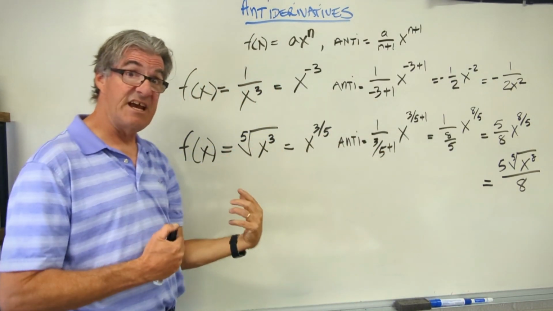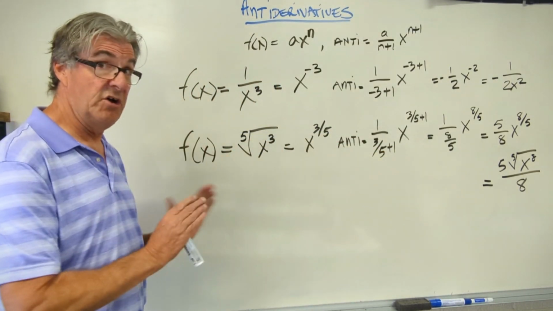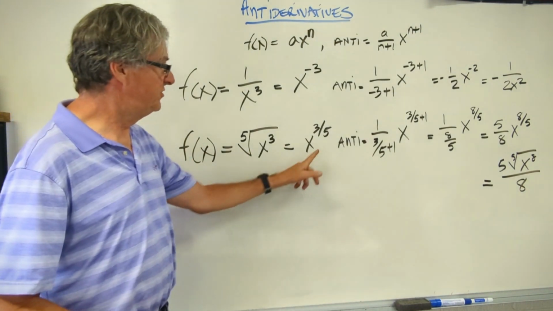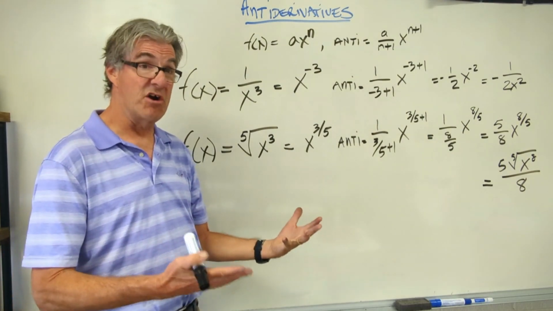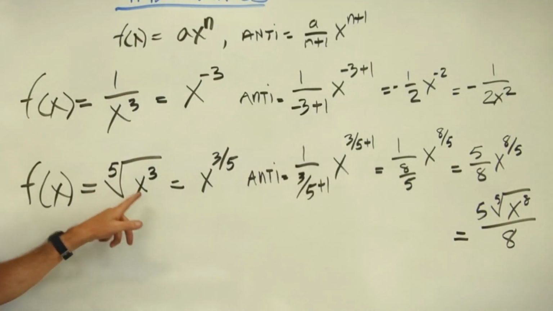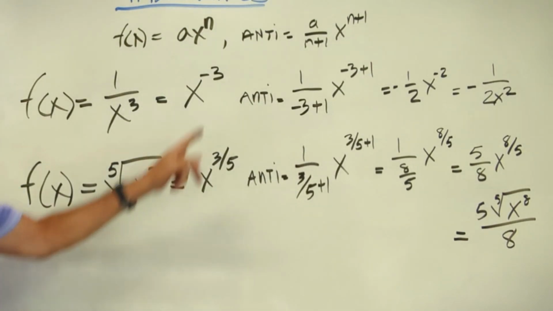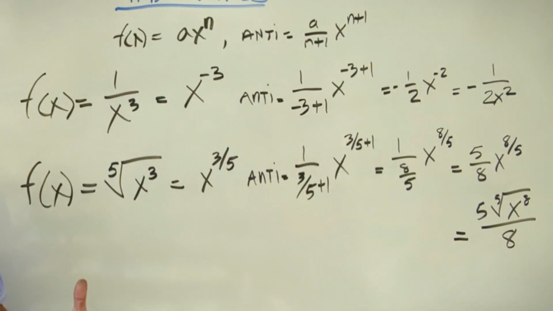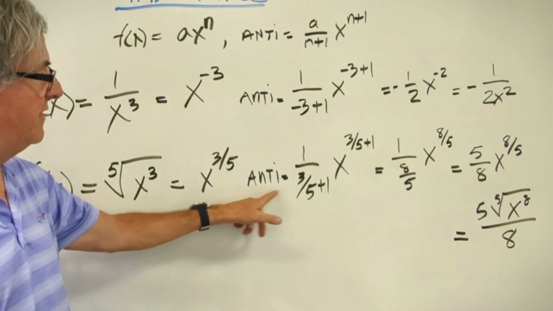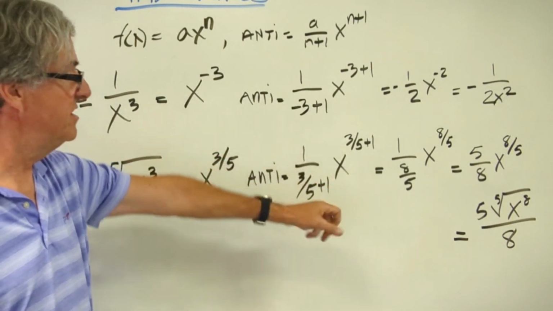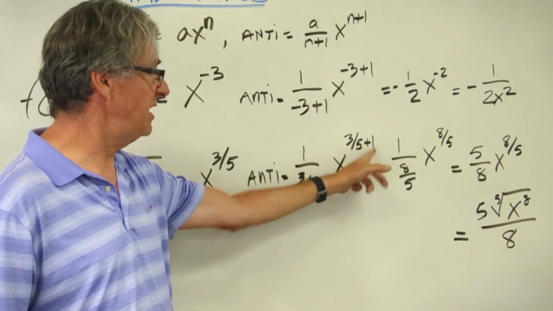Now let's take a look at the second one. A little more complicated. Kudos to you if you figured out how to go from this complex root expression to an exponent, because that's the key part of that. So the fifth root of x to the third is the same as x to the 3/5 power. So now we're in the correct form to apply our antiderivative rule. Now we've got some fractions, so a little bit of fraction skills are important here, because my antiderivative is going to be 1 over 3/5 plus 1, that's my new coefficient, times x to the 3/5 plus 1.